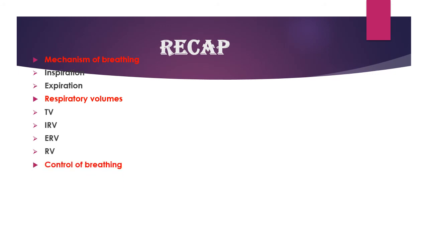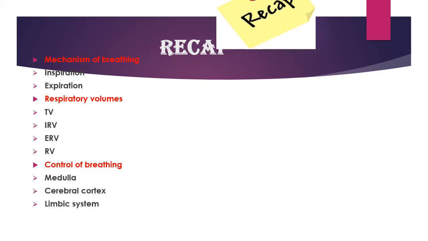Okay, recap of today's lesson. First of all, we studied the mechanism of breathing, which involves inspiration and expiration. Then we studied respiratory volumes, which include tidal volume, that is TV, inspiratory reserve volume, that is IRV, expiratory reserve volume, that is ERV, and residual volume, that is RV. Then we studied the control of breathing, in which the parts of the brain that act as the centers of breathing include the medulla, cerebral cortex, and limbic system.